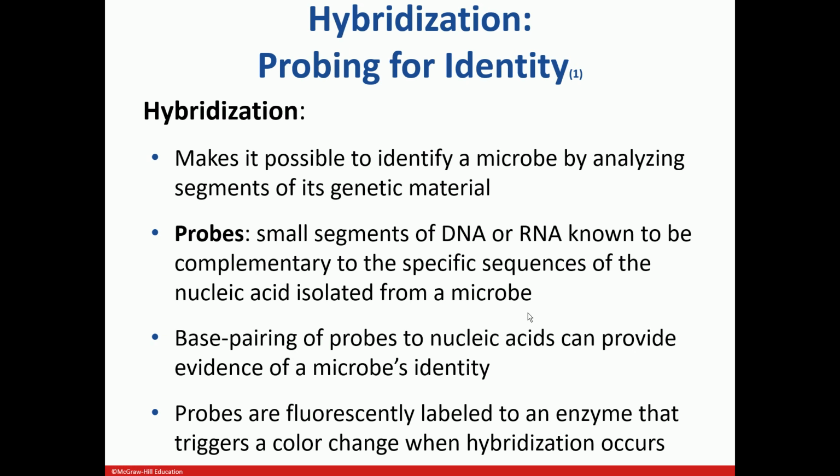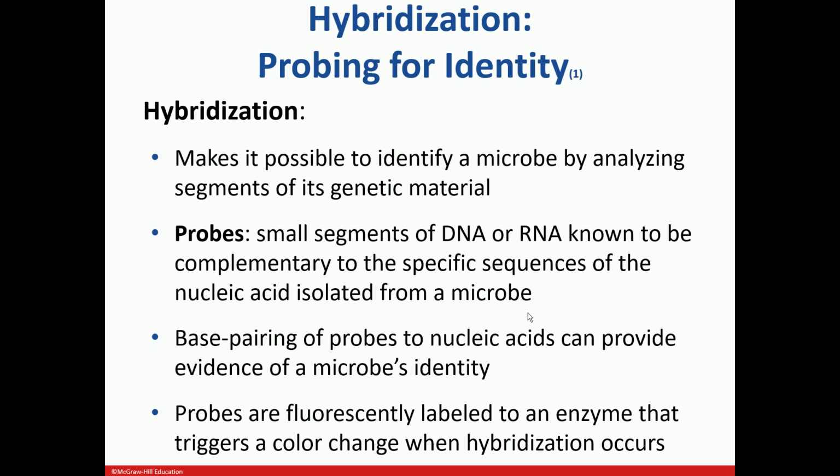So first of all, what are probes? They are small segments of DNA or RNA, and they are complementary to specific sequences of the nucleic acid which is isolated from the microbe. So basically what is done in this technique is the genetic material from the infectious agent is analyzed, and it is hybridized with some probes. Probes are small segments of DNA or RNA, and if they are complementary to the genetic material of the microbe, then they are going to go and bind on it. If they are not complementary, they are not going to bind on the genetic material of the microbe.